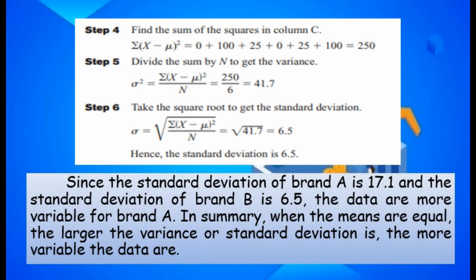Since the standard deviation of brand A is 17.1 and the standard deviation of brand B is 6.5, the data are more variable for brand A. In summary, when the means are equal, the larger the variance or standard deviation is, the more variable the data are.